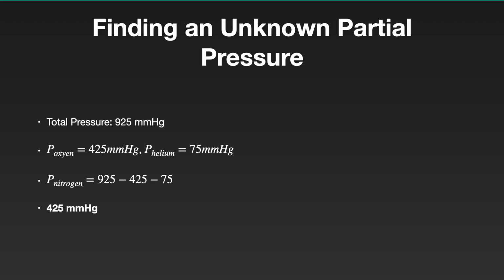Sometimes you know the total pressure but need to find one missing piece. Let's say a trimix has a total pressure of 925 millimeters of mercury, and you know that the oxygen is 425 millimeters of mercury, and the helium is 75 millimeters of mercury. You can find the nitrogen by subtracting the known pressures from the total. So we type in 925 minus 425 minus 75, and that leaves you with 425 millimeters of mercury for the nitrogen.